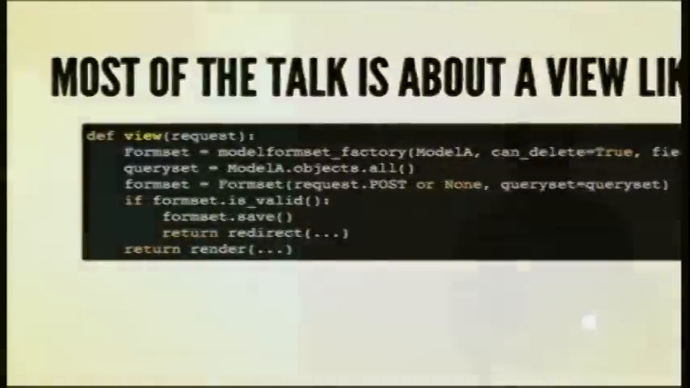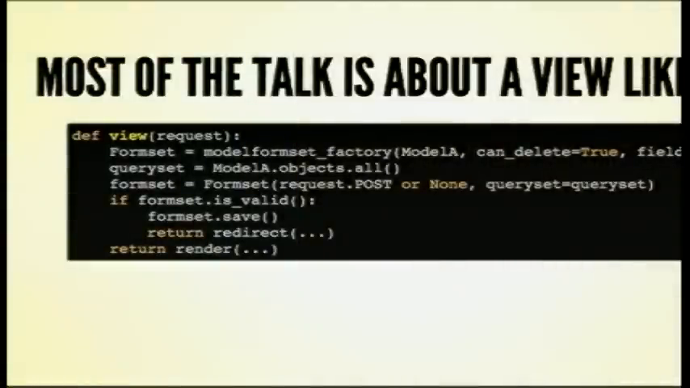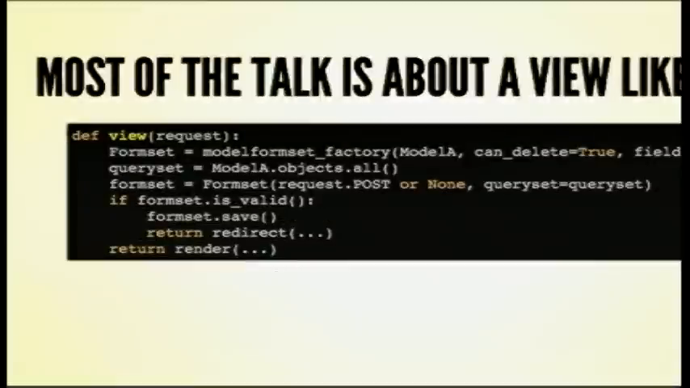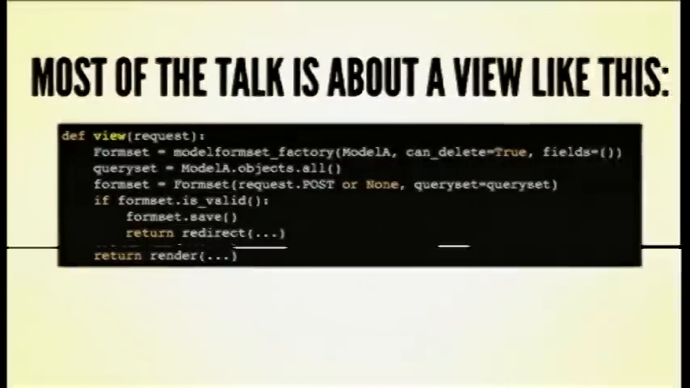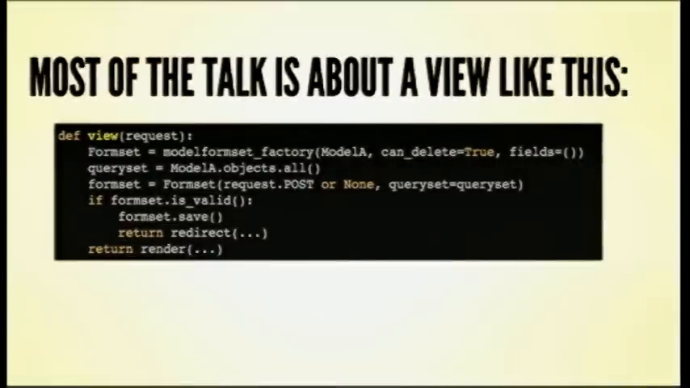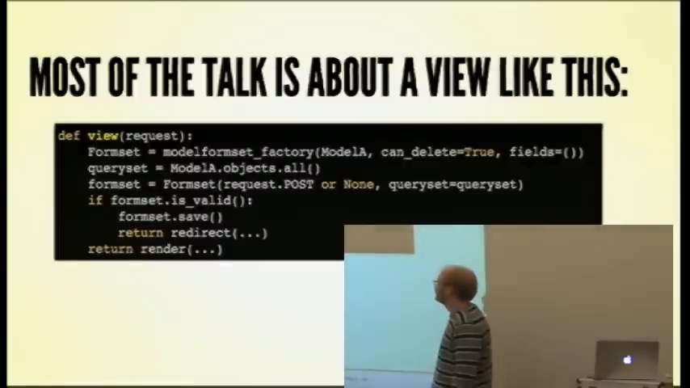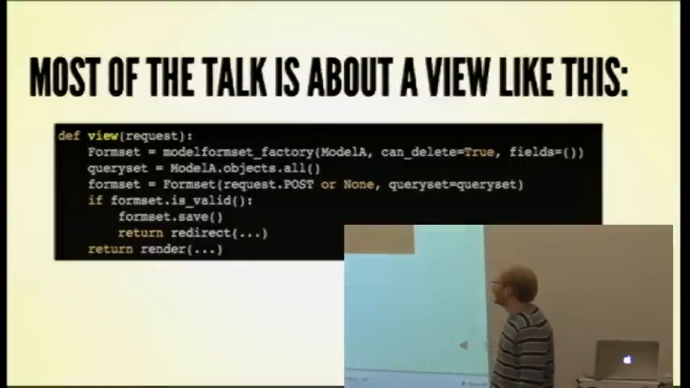All right, so most of the talk is going to be about a view that looks a bit like this. I've simplified it somewhat, but we have a form set that's built from a model form set factory. So you have some model. We have can_delete equals true, and we're not worried about editing any fields on this model. We're just going to have a set of these models, and you can remove them if you want. Our query set in this case will just be every instance of that model.